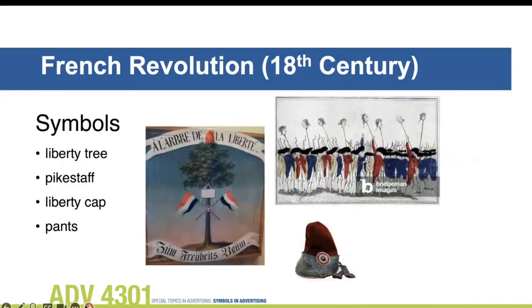Let me move on to, yes, here we go. So, symbols such as the Liberty Tree, which is this one right here. Basically, this is just one example. There were trees with flags on them in all kinds of different ways. The pike staff, which is a very gruesome thing here, you see that they are holding heads on the end of a stick. There were a lot of beheadings during this revolution, so I guess there were lots of heads to stick on the end of a stick.